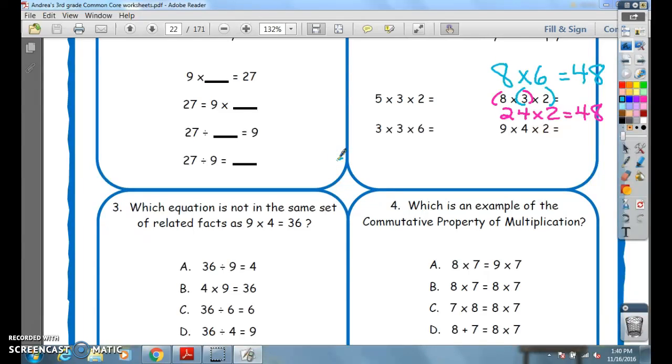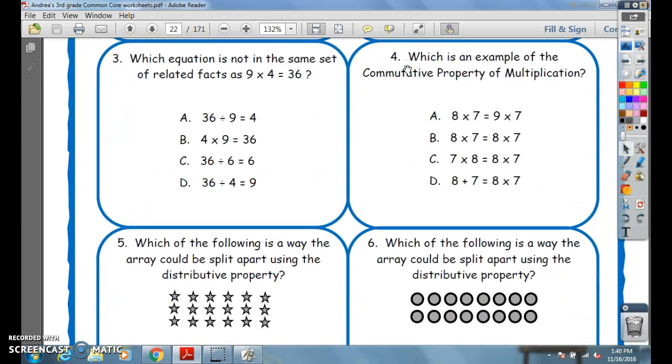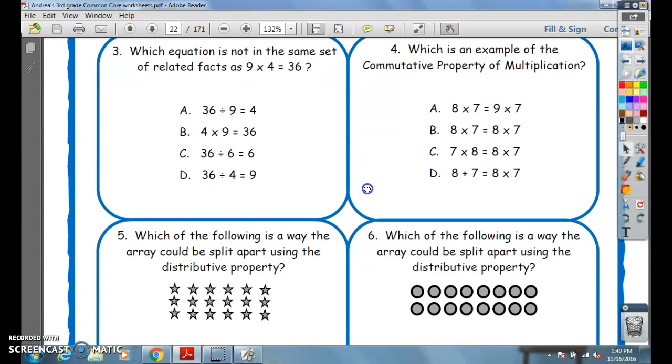You choose the first two you want to multiply first and then multiply the third number. Review associative. Refresh, and I'm going to bring the board up and answer this question. Which is an example of commutative property?